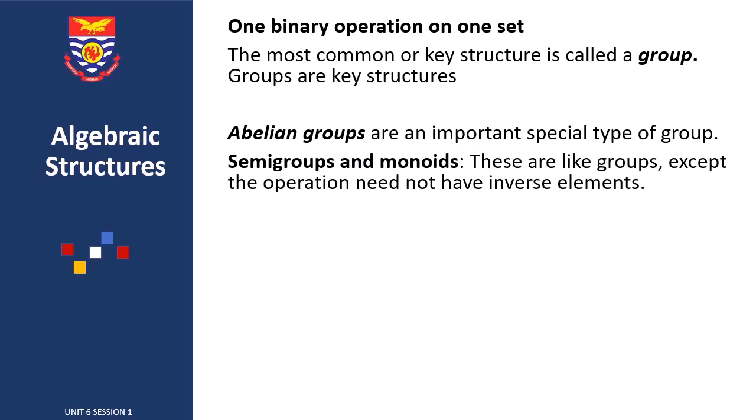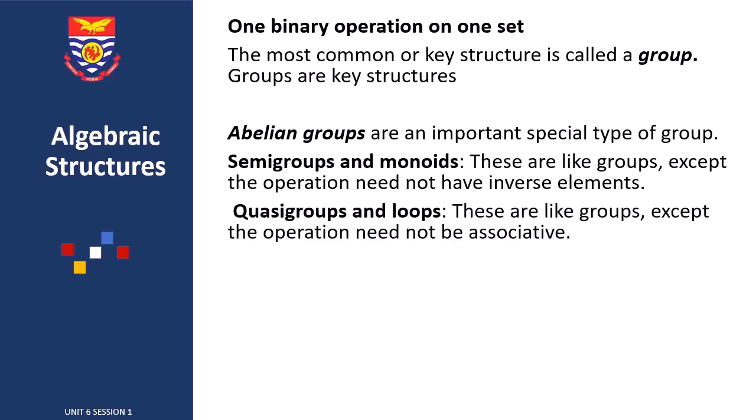Semigroups and monoids are like groups, except the operation need not have inverse elements. We learn about that in the second session, but you can also find out for yourself what semigroups and monoids mean. I'm sure you've gone through them before. They are like groups, except that the operation need not have inverse elements.